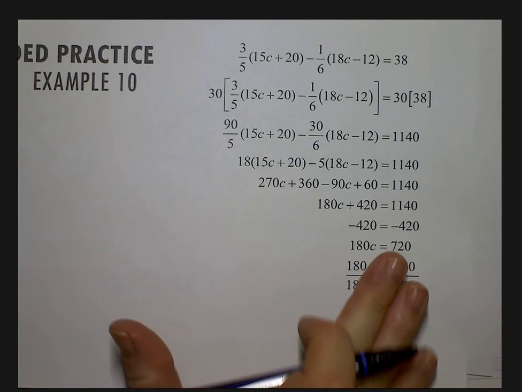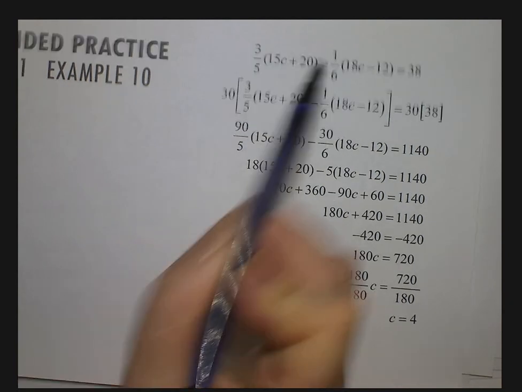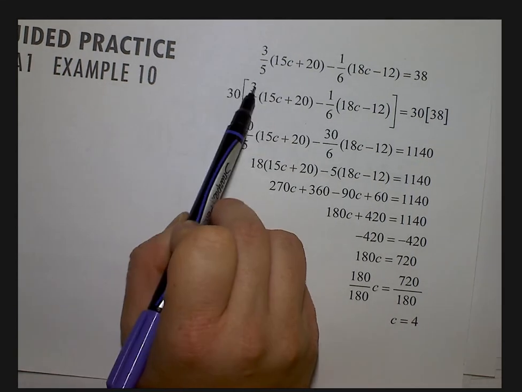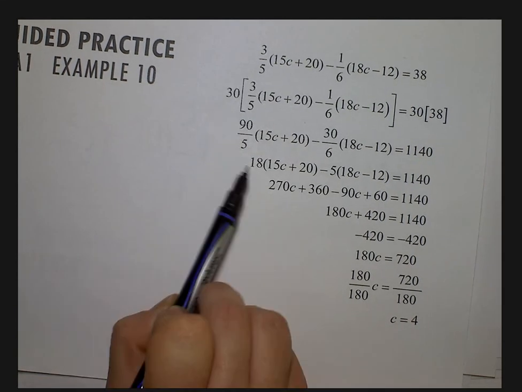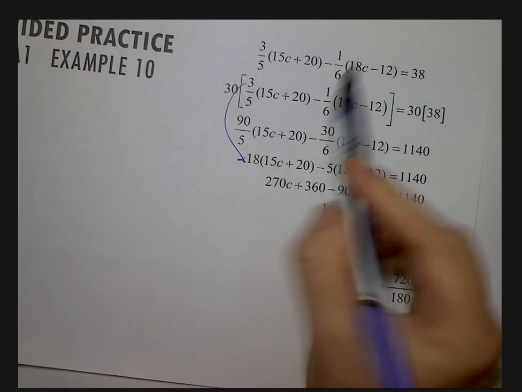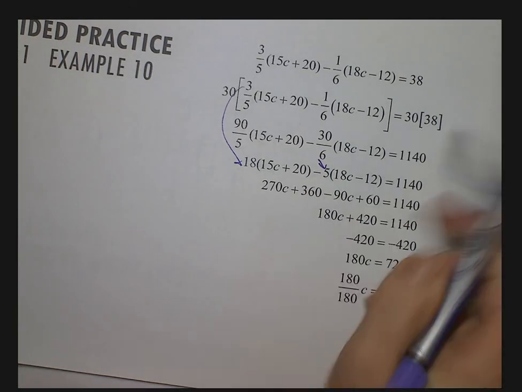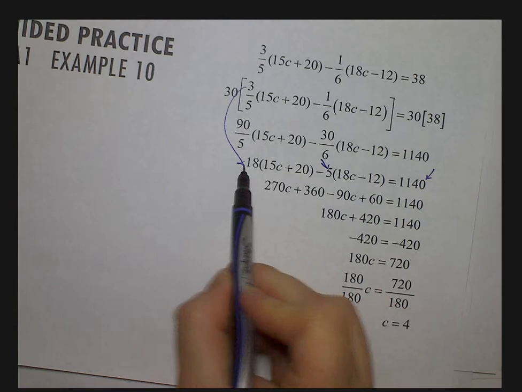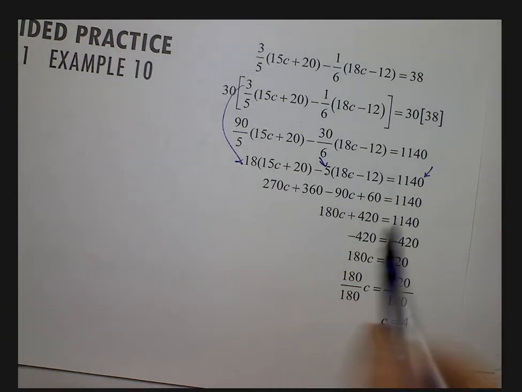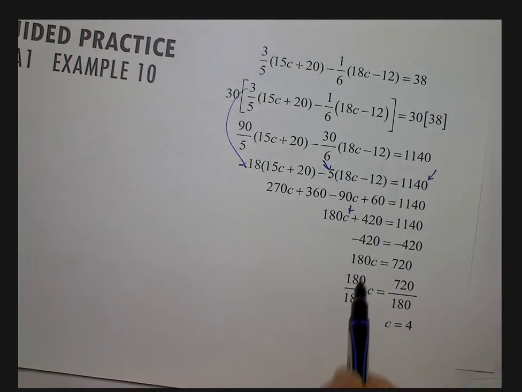I know my handwriting is not that neat. So you discover what number they both go into, the smallest number, in this case it's 30. 30 divided by 5 is 6, and 6 times this top number of 3 is 18. 30 divided by 6 is 5. 5 times this negative 1 is negative 5. 30 times 38 is 1,140. Then we just distribute, combine like terms, and then we work at isolating the C by first subtracting 420 and then dividing by 180.